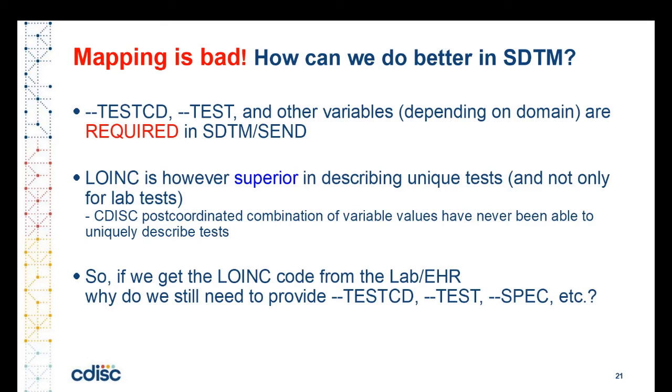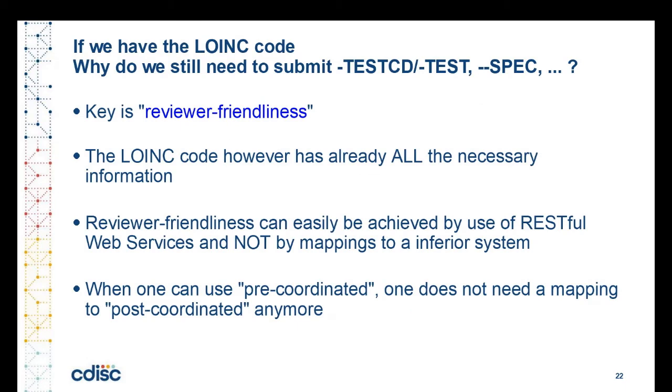Topic variables in findings domains are of type required in SDTM and thus must be populated. Given that a LOINC code is a much better designator of the test, better than any combination of SDTM variables, it should be questioned whether this makes sense. Thus, if we get a LOINC code from the lab or from the EHR, why do we still need to provide test code, test, spec, and so on? Key here is reviewer friendliness. This can, however, be provided much better and without errors by use of RESTful web services rather than relying on mappings. So, when one does have the pre-coordinated code, there should be no need at all anymore to perform mappings.